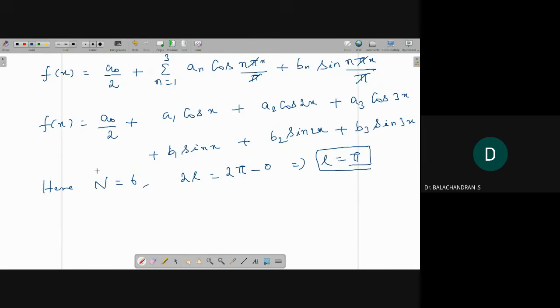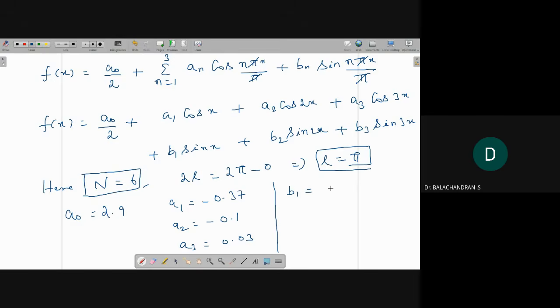I will give the values for A0, A1 and everything. You can check it. A0 equal to 2.9, A1 equal to minus 0.37, A2 equal to minus 0.1, A3 equal to 0.03, and B1 equal to 0.17, B2 equal to minus 0.06, and B3 equal to 0.